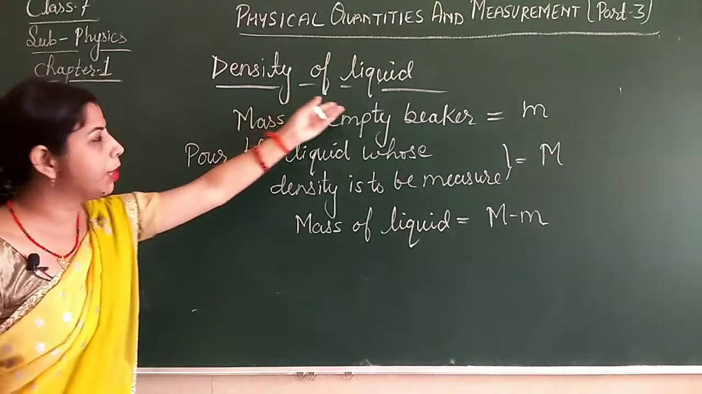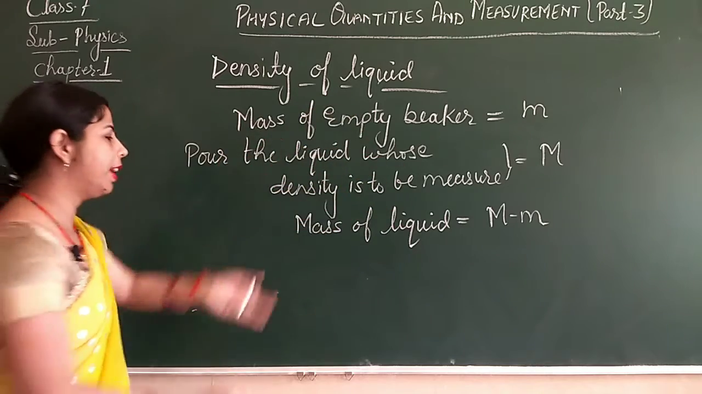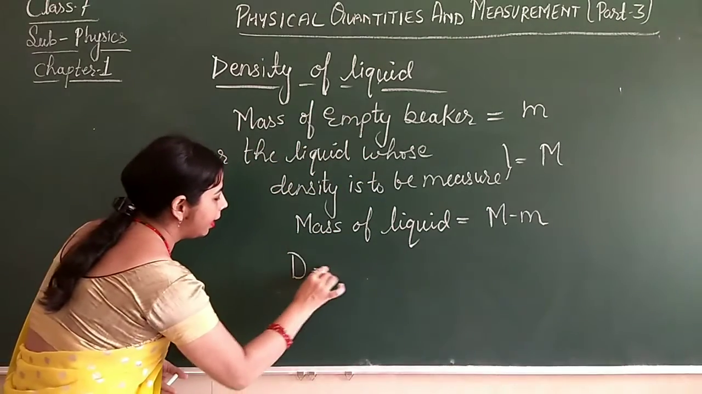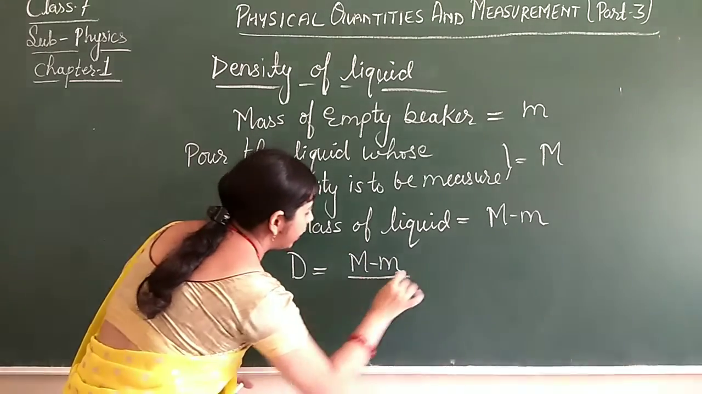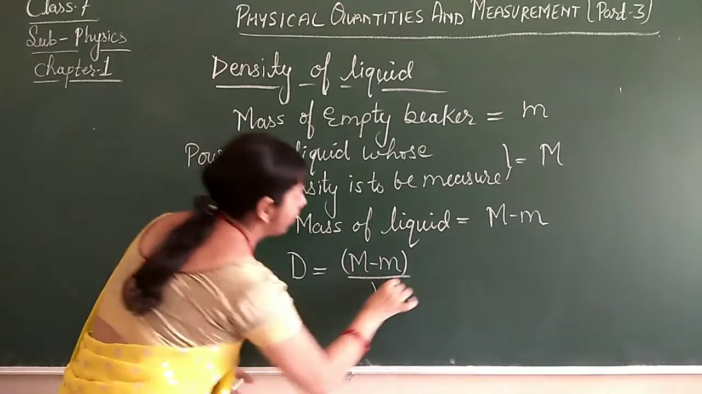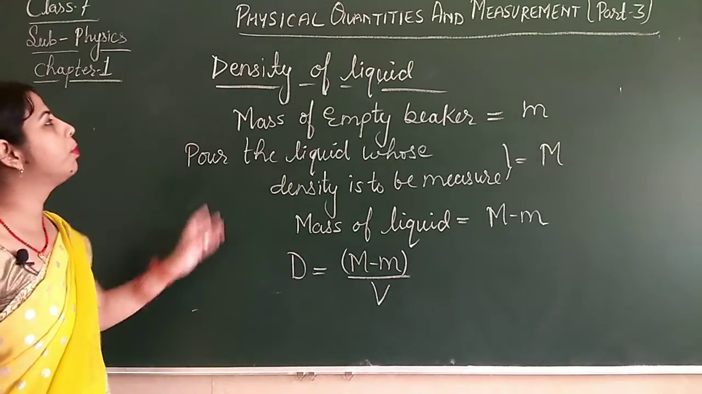Now the last thing, that means how we will measure that density. It is very easy to apply the formula. Density is equal to mass divided by volume, and in this way we are going to measure the density of a particular liquid.